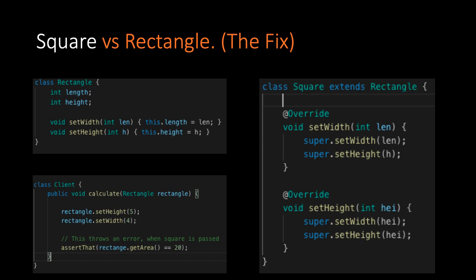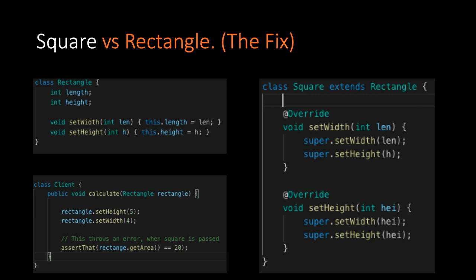But look closely. You might be thinking that by now we have solved the LSP violation problem. But look at the new problem which arises. Client is expecting a rectangle and it sets its height and width and tries to calculate the area. Whenever a rectangle is passed for this method, things are well. But what happens if you pass a square instead? With the new implementation, your method does not return the expected result.